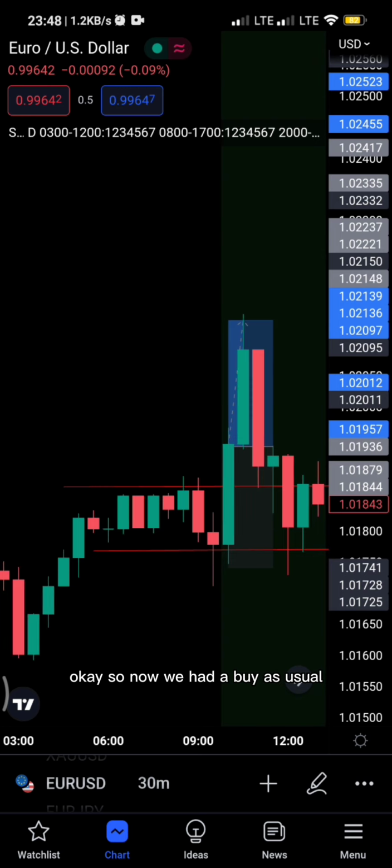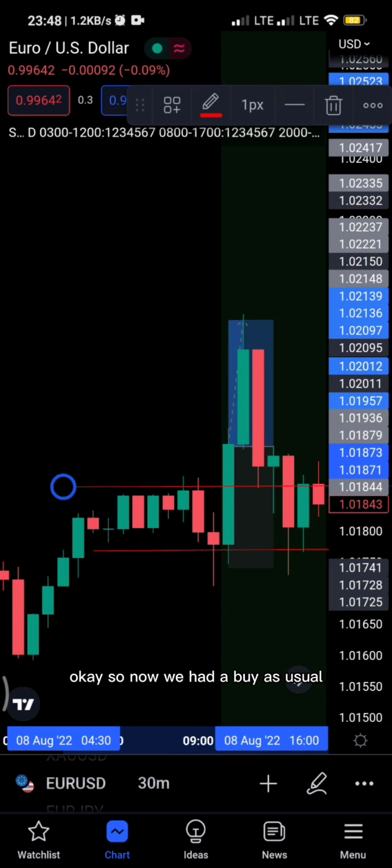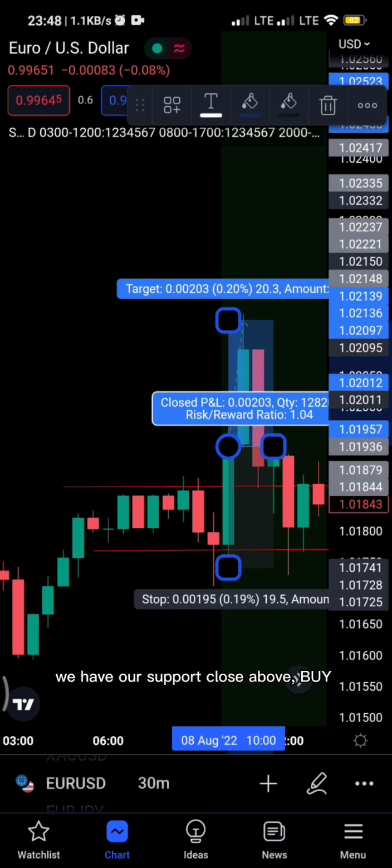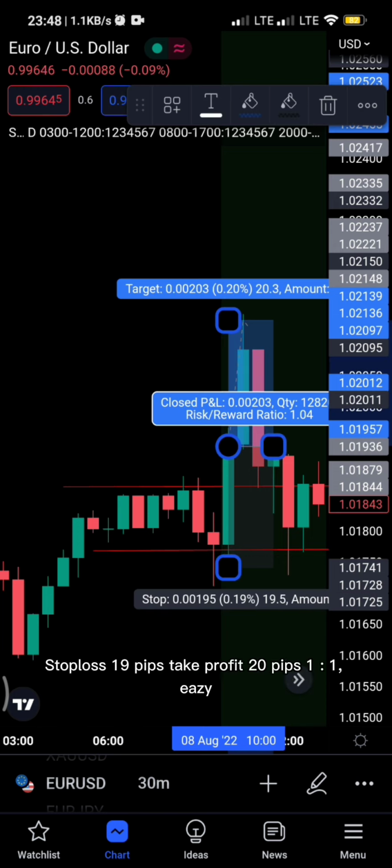Okay, so now we had a buy. As usual, we have our resistance, we have our support, close above, buy. Stop loss 19 pips, take profit 20. 1 to 1. Easy.